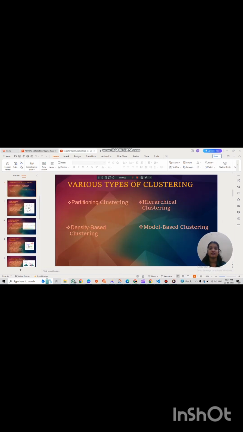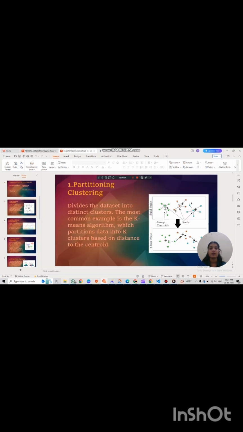Moving further, let's discuss various types of clustering. Number 1, partitioning clustering. Number 2, hierarchical clustering. Number 3, density-based clustering. And number 4, model-based clustering. Let's discuss each type briefly. Number 1, partitioning clustering divides the dataset into distinct clusters. The most common example is the k-means algorithm, which partitions data into k clusters based on distance to the centroid.